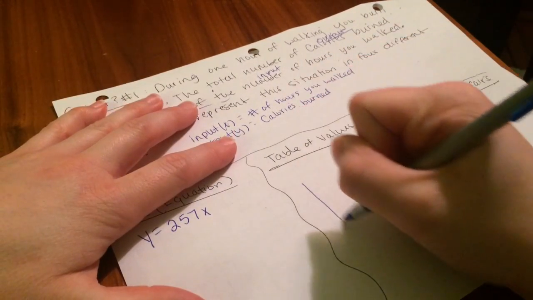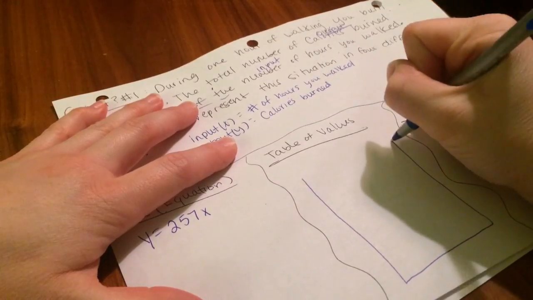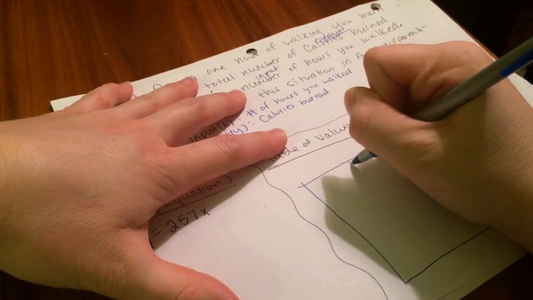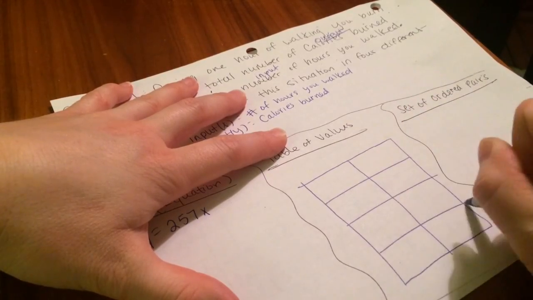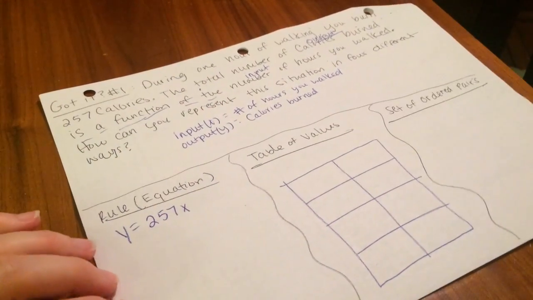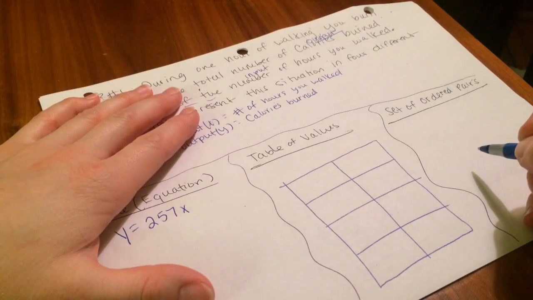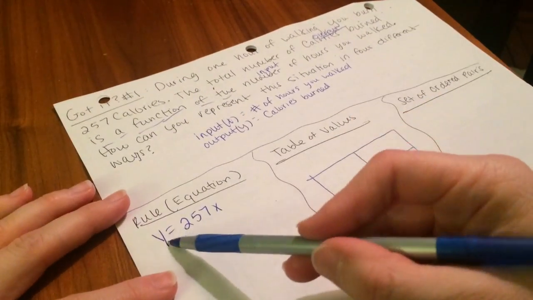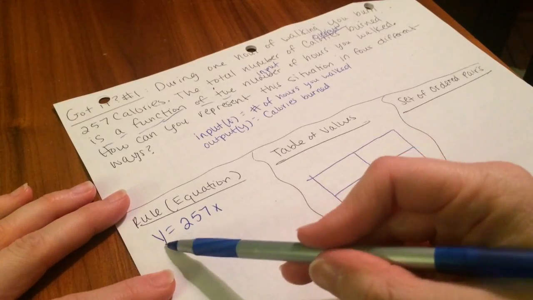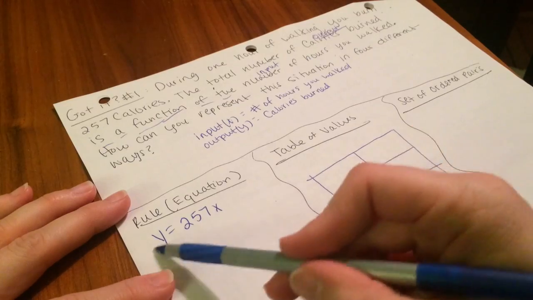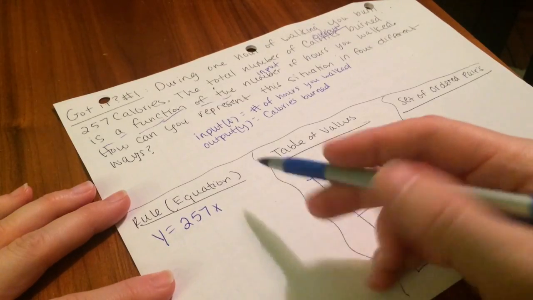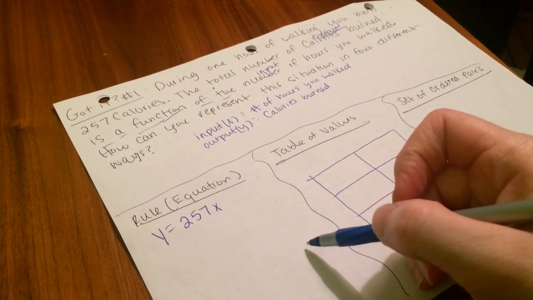Now we need our table of values. Like I said before, let's get 4 points, 4 ordered pairs, so that we can get a nice solid line. If you notice, y equals 257x is going to be a straight line. The y-intercept is going to be 0, so this is a proportional relationship. The line is going to go through the origin.